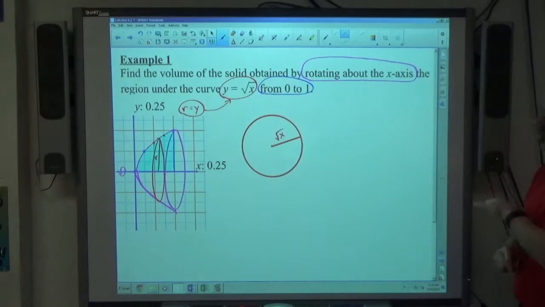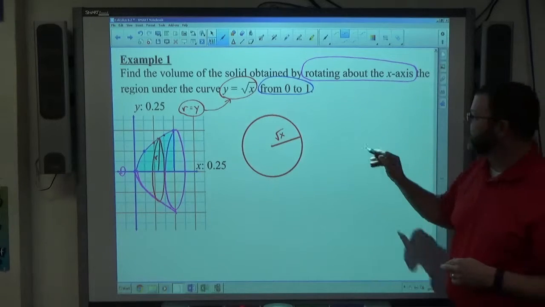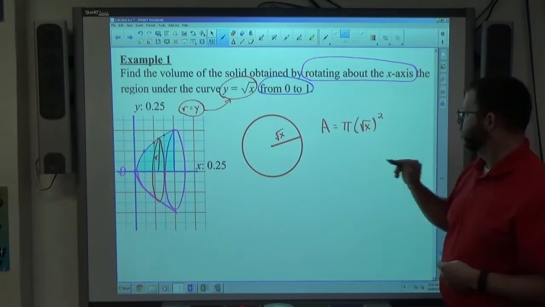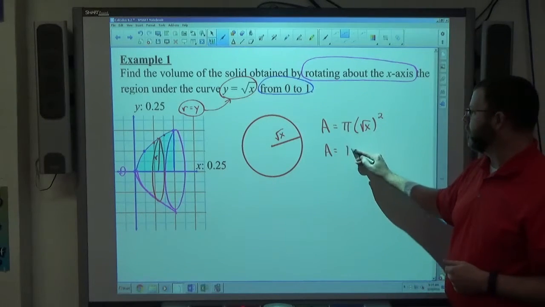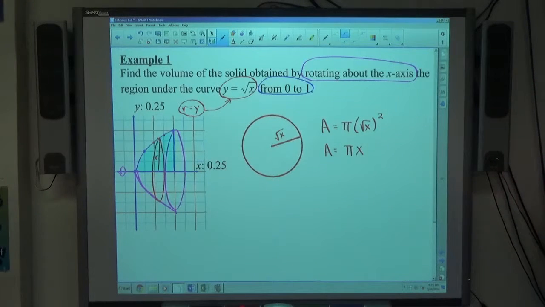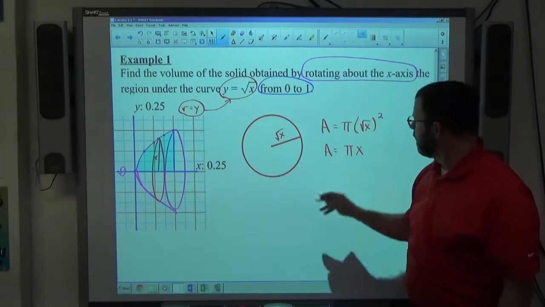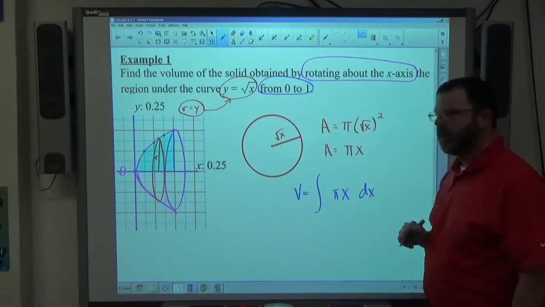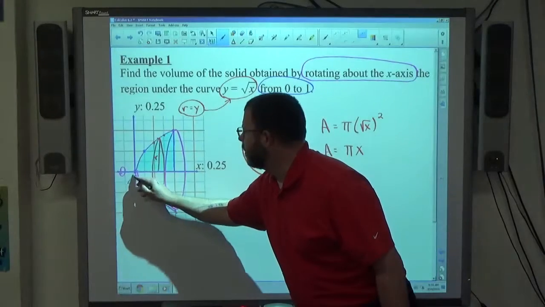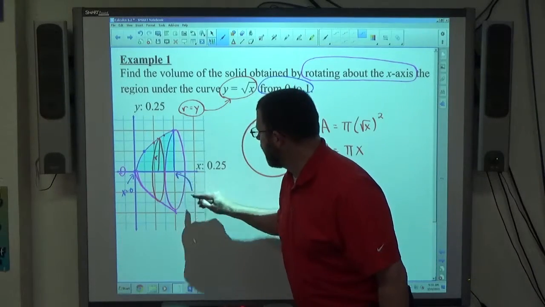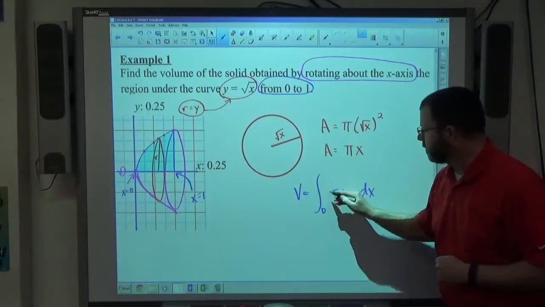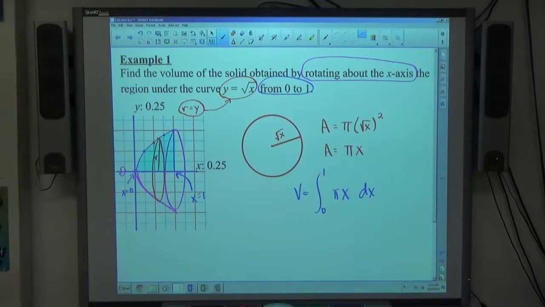Right? Once I get the circle figured out with the radius figured out in terms of x, I simply have to apply the area formula of the circle, which is area is equal to pi times the radius squared. So the area of that circle is simply going to be pi x. Whatever you get for the area formula for that circle, the volume is equal to the integral of that formula dx. And we're going to integrate from the starting point x equals 0 to the ending point x equals 1. Our circles start at 0, they end at 1. That's what we're integrating. That's how we create our formula.